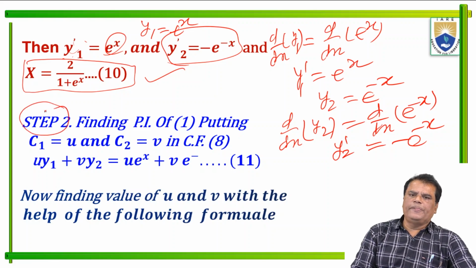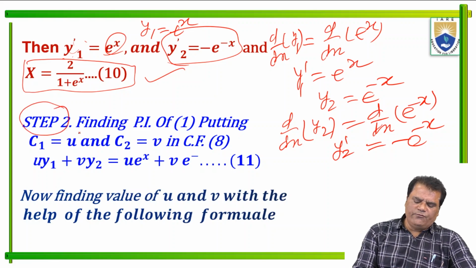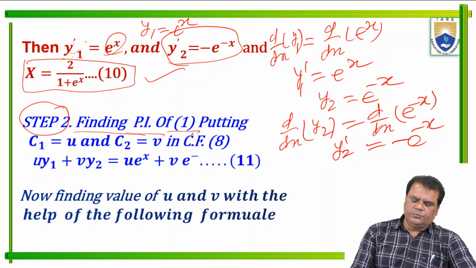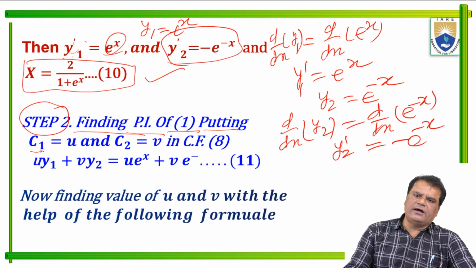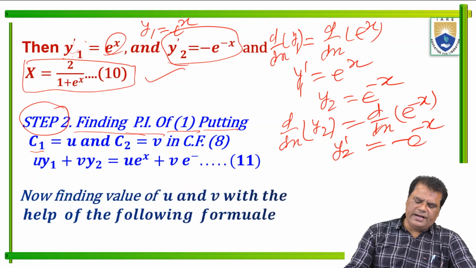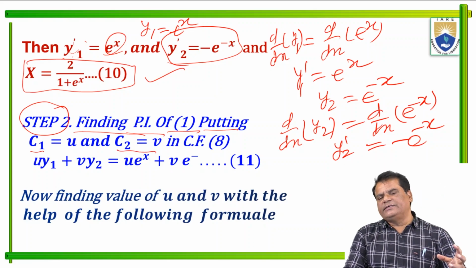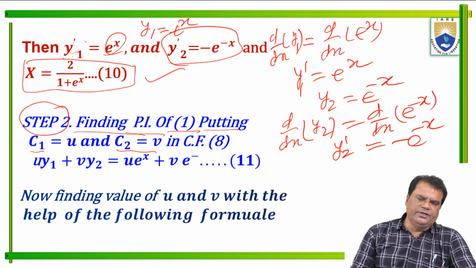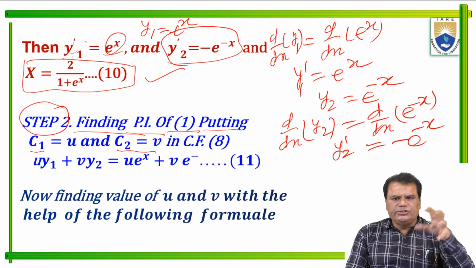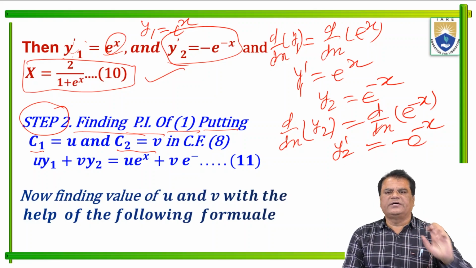What is step 2? We apply the second step, finding the particular integral of 1. C1 is an arbitrary constant in our complementary function and C2 is also an arbitrary constant. So with both arbitrary constants, we convert C1 to U and C2 to V. C1 and C2 are constants, but U and V are functions of x.